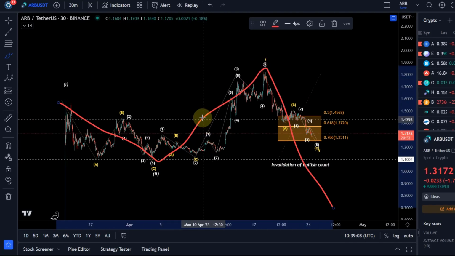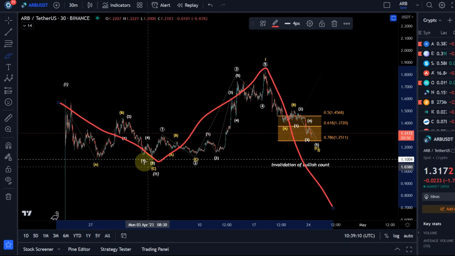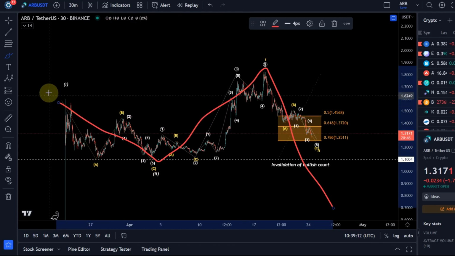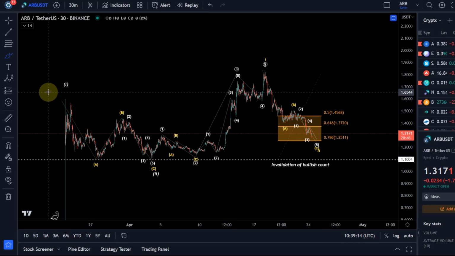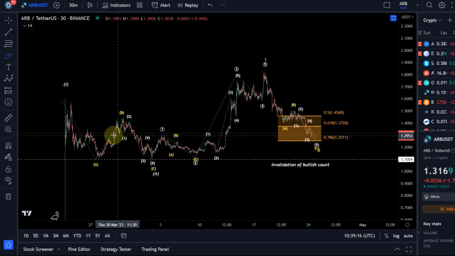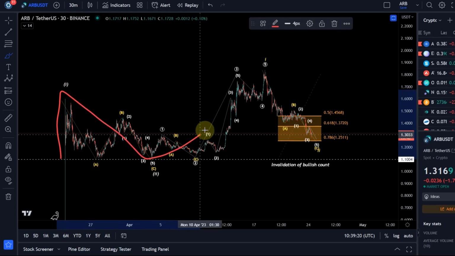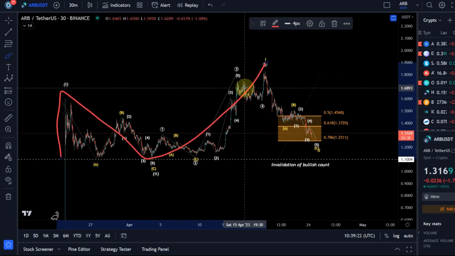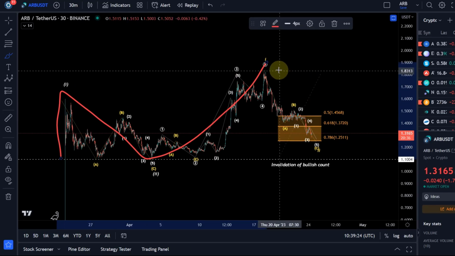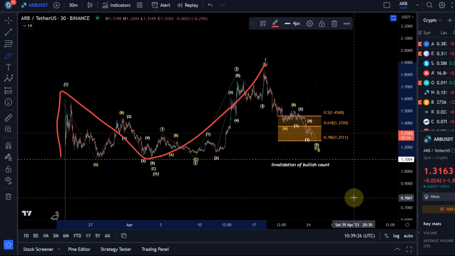The problem with 1-2-1-2 setups is they can also be just an ABC, okay? That's the problem. Or even A, B, and then C to the upside is probably what works out better. A, B, C now, and then we could start an impulse down.